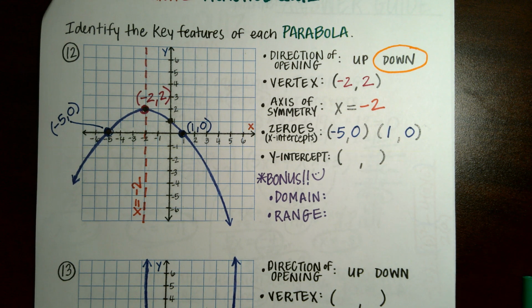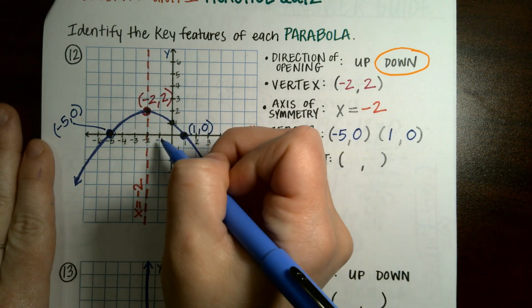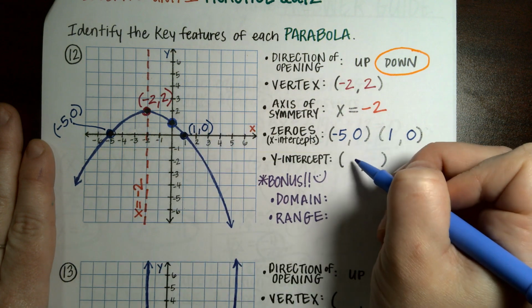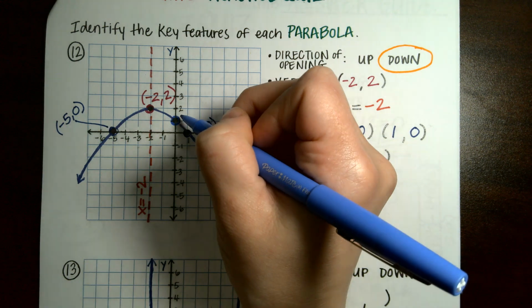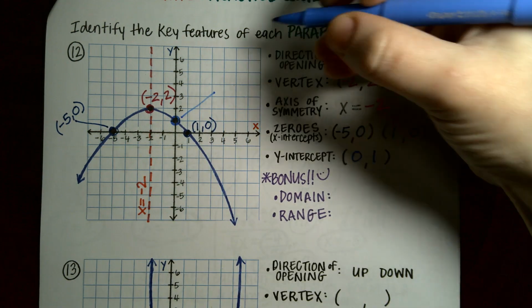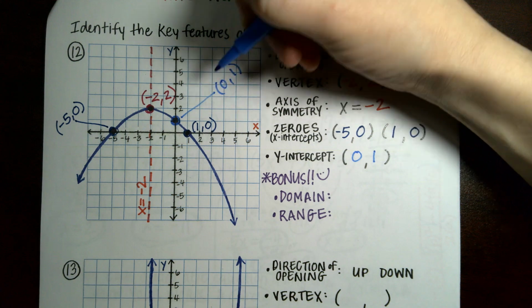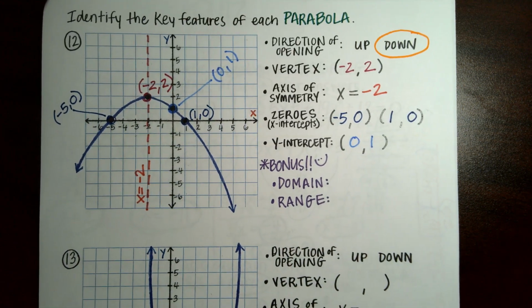Okay, and then we've got one more thing. Why is that? Good. Over 0, up 1. +1. This one I'm going to draw a line. 0, 1. Very nice.